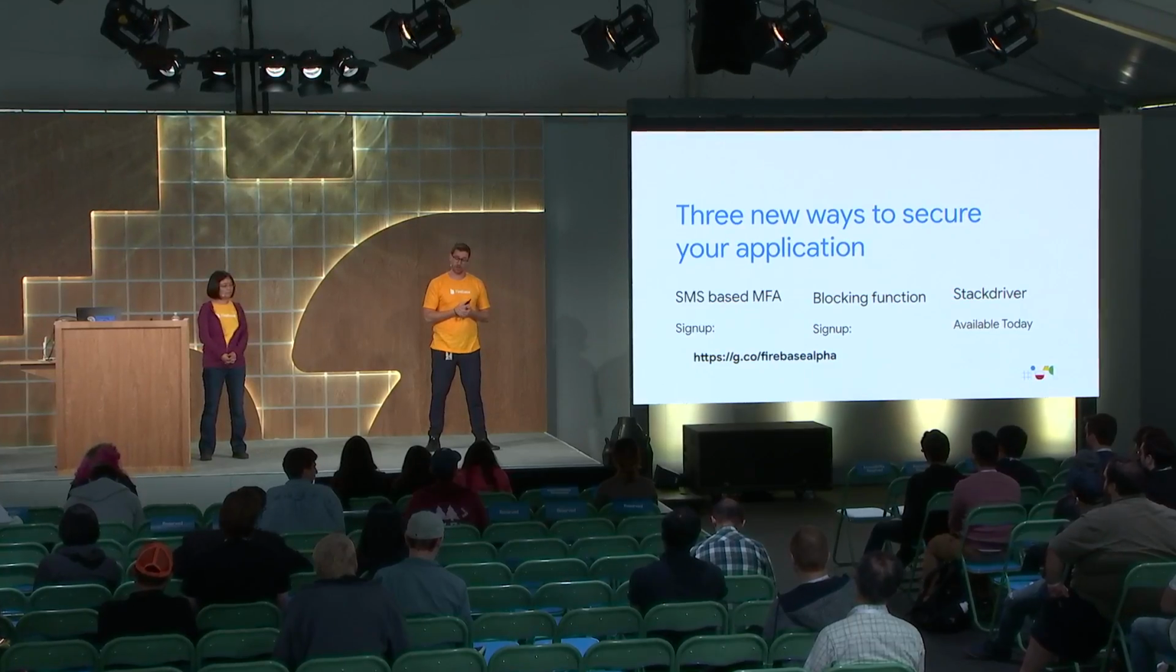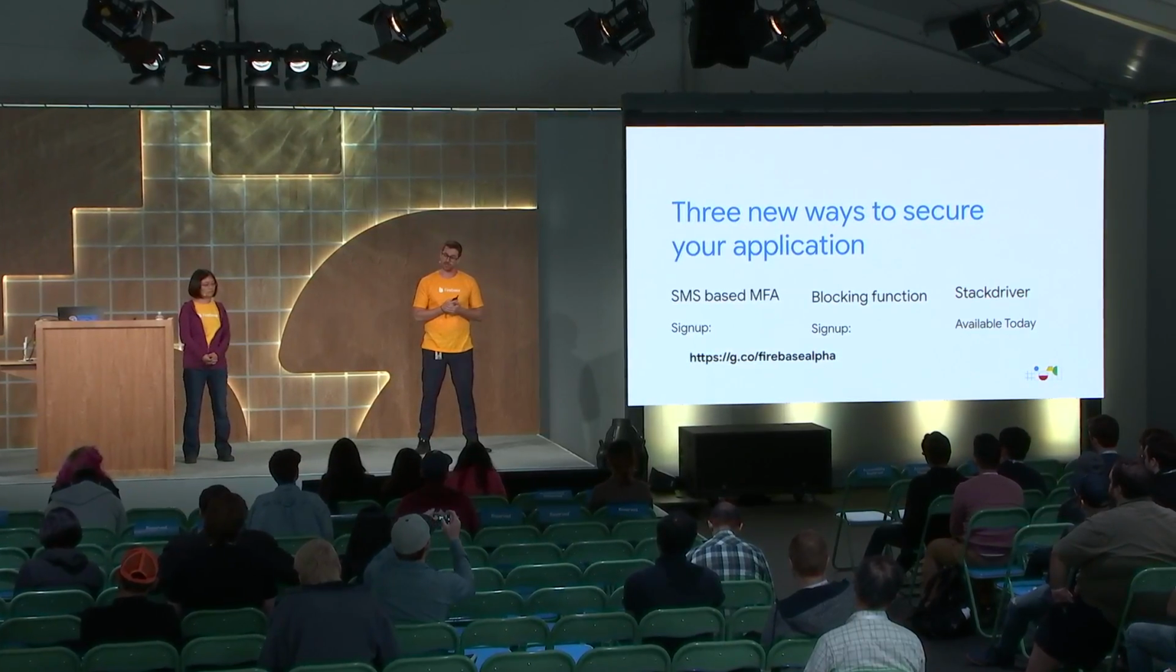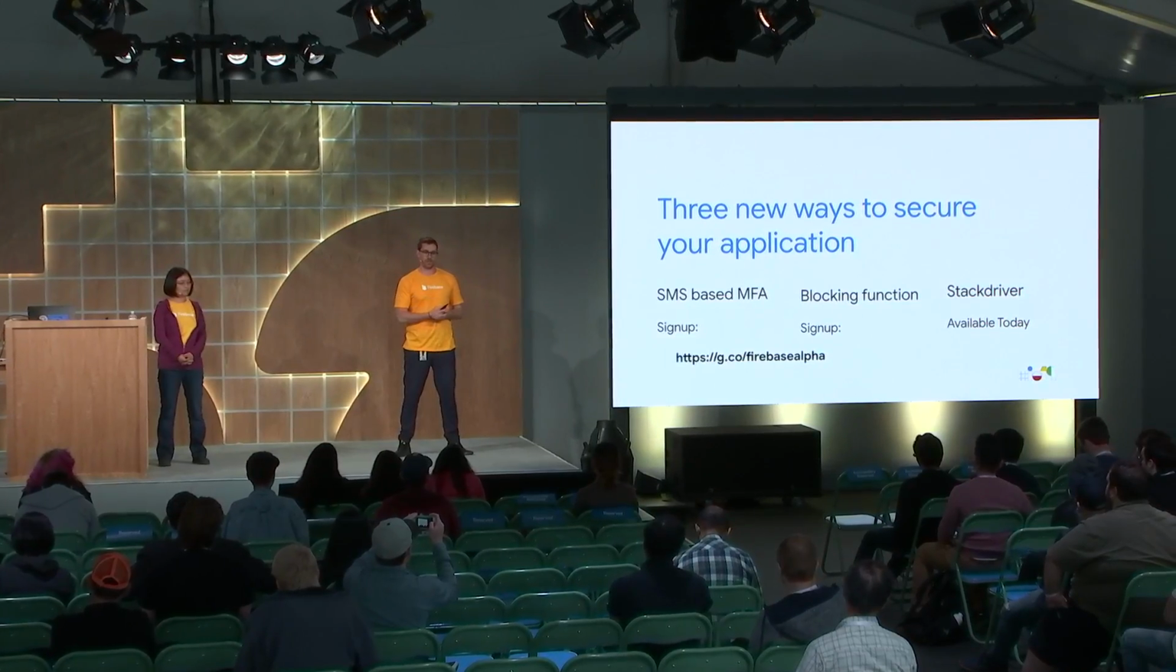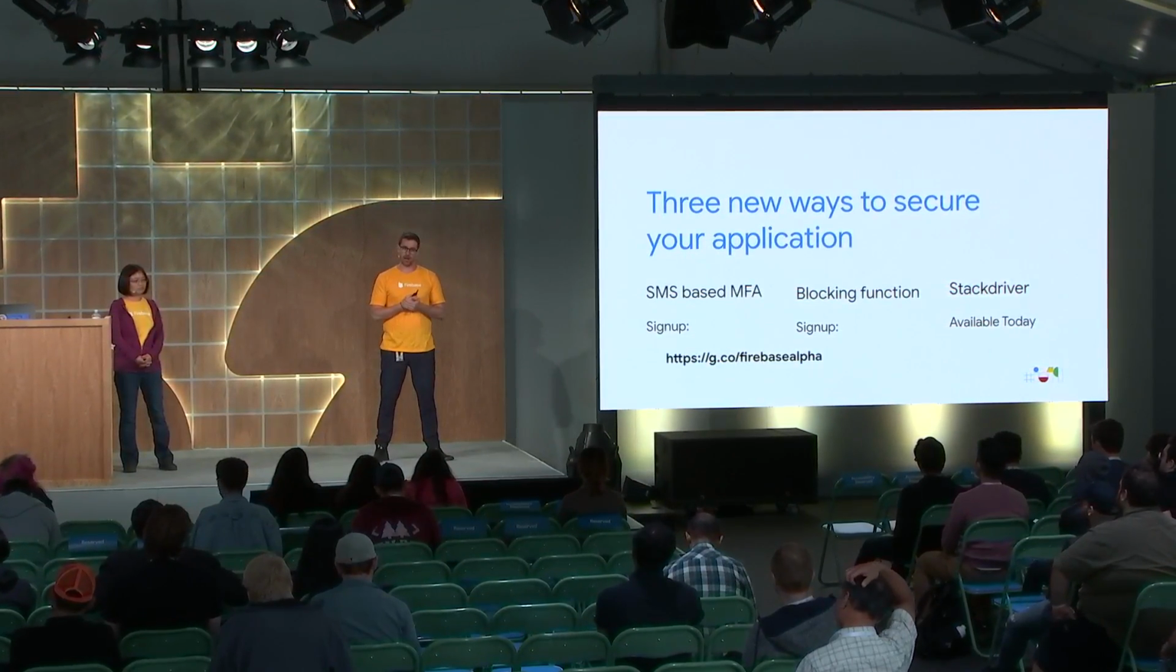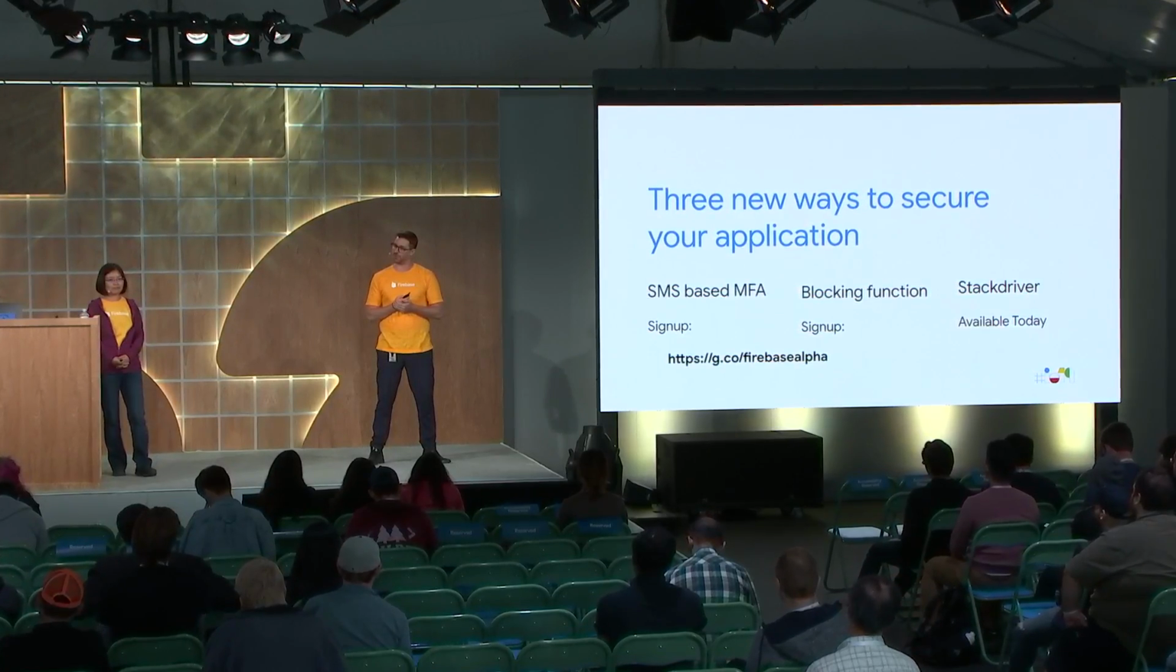So that was three new ways to secure your application. SMS-based MFA and blocking functions will be available in the near future. If you're interested in getting involved, I certainly encourage you to hit the Firebase Alpha link that's listed below. And Stackdriver is available today, so you can find that documentation online, either in our Cloud Docs or there's some Stack Overflow material there as well.